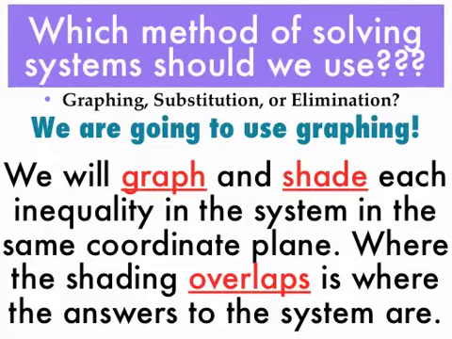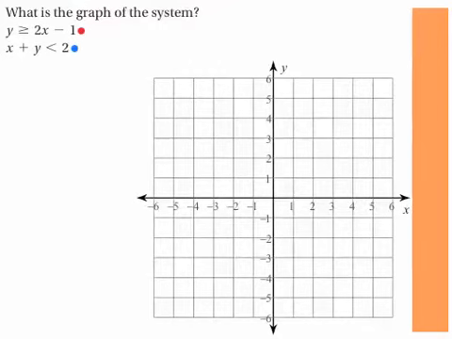Let's go ahead and try a couple. This says, what is the graph of the system? We have two linear inequalities. We have y is greater than or equal to 2x minus 1, and then we have x plus y is less than 2. Notice there's a red dot and a blue dot. That's just notation to tell me which line is which.